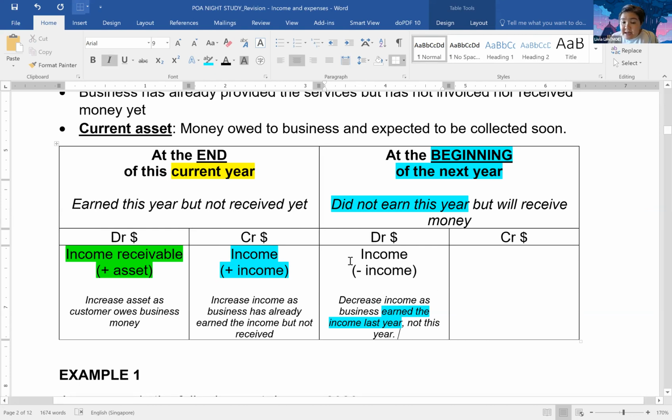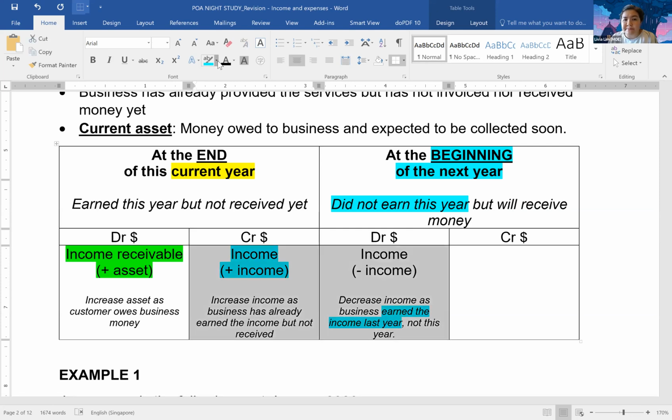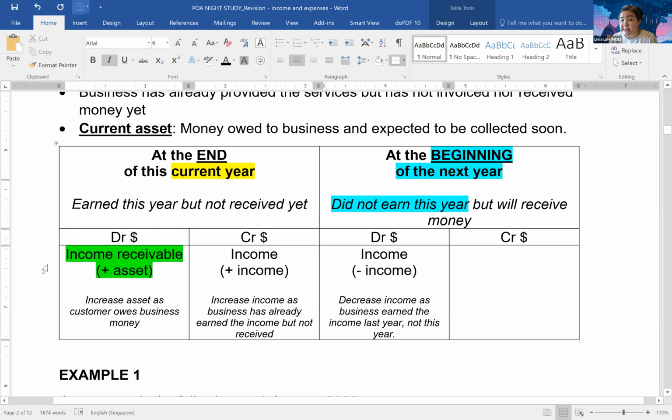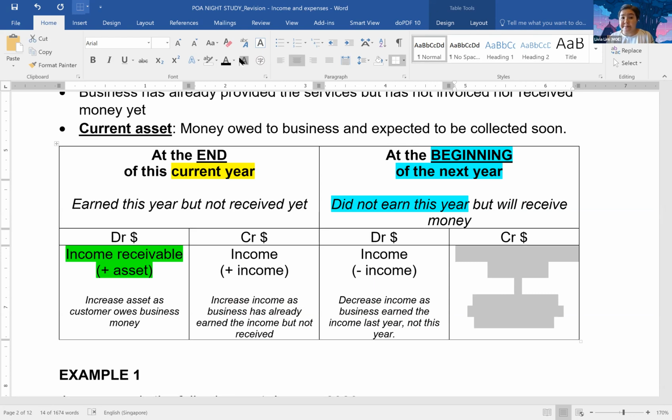Okay, so first, now we understand why in the next year you have to minus away the income. I am going to talk about this income receivable that you have in your accounts now. Next year, you are not going to have this income receivable anymore. Why? Because you are going to receive the money. See over here, you will receive payment.